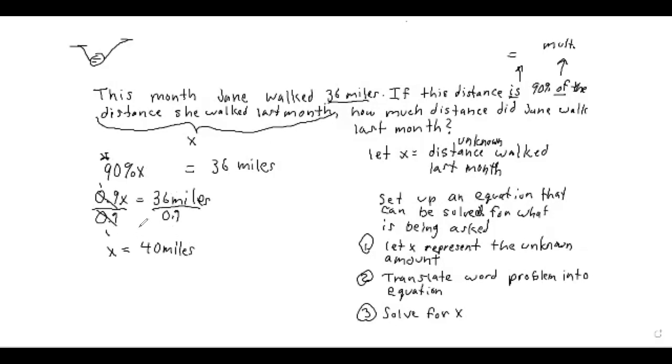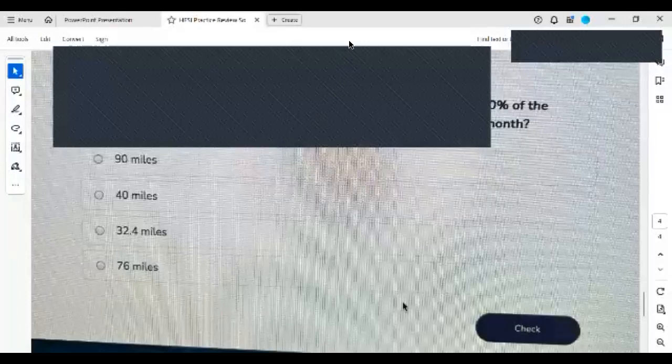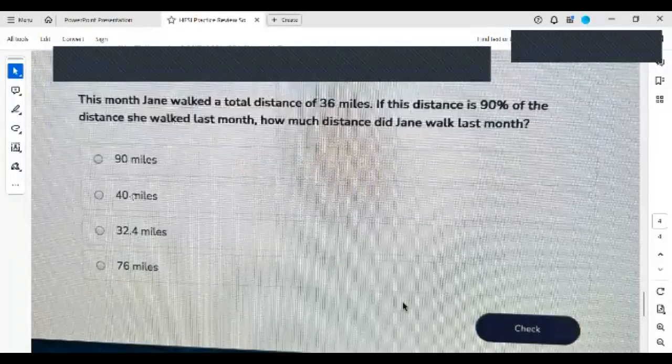And that's our answer, right? So let's go to the answer list and see if we can find it. And there it goes, right? 40 miles. So 40 miles is the answer.